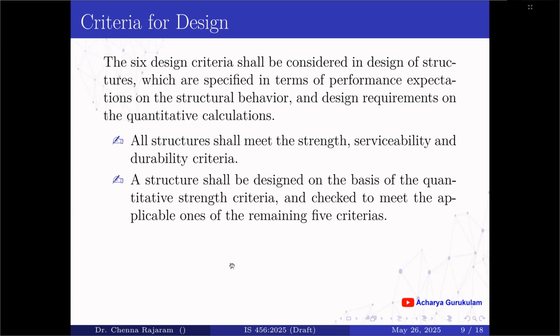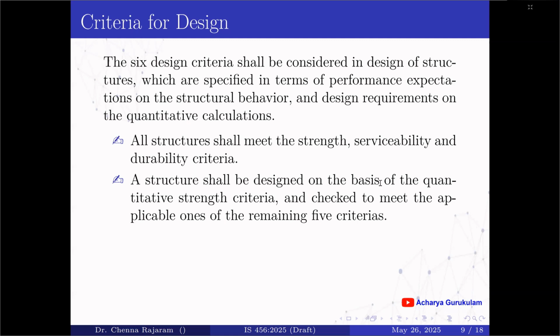The 6 design criteria shall be considered in design of structures which are specified in terms of performance expectations on the structural behavior and the design requirements on the quantitative calculations. All the structures shall meet the strength, serviceability, and durability criteria, and select structures as determined by the owner or competent authorities shall meet the robustness, integrity, and restorability criteria also. In such cases, the design basis report of the structure shall reflect the same.